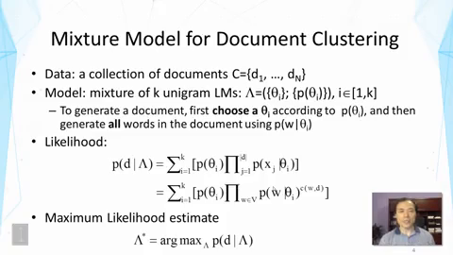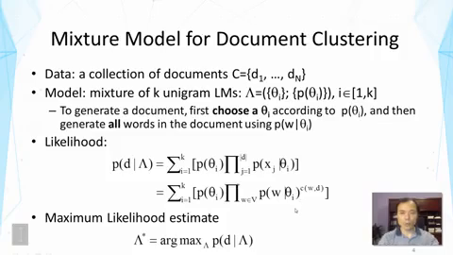The model basically makes the following assumption about the generation of a document. We first choose a theta i according to the probability of theta i, and then generate all the words in the document using this distribution. Note that it's important that we use this one distribution to generate all the words in the document. This is very different from the topic model. So the likelihood function would be like what you are seeing here.